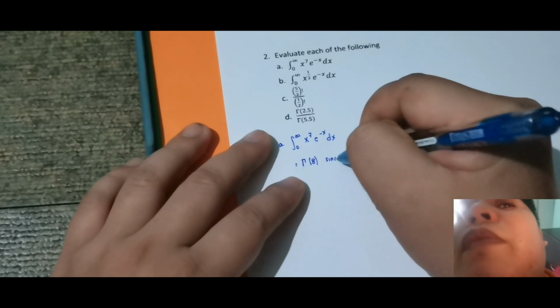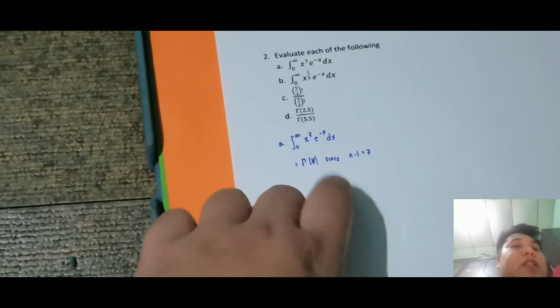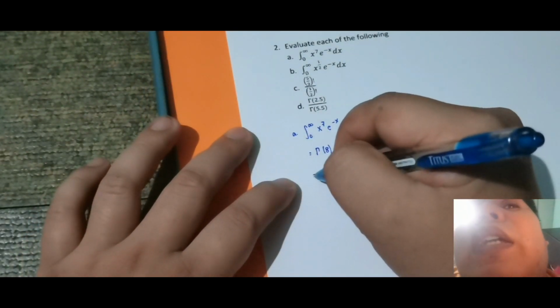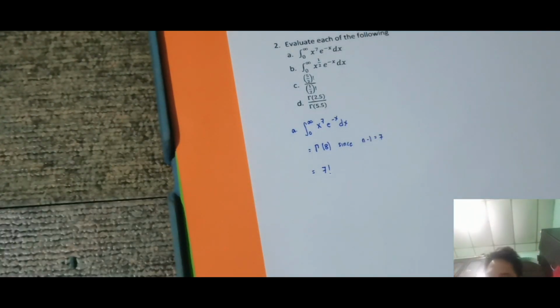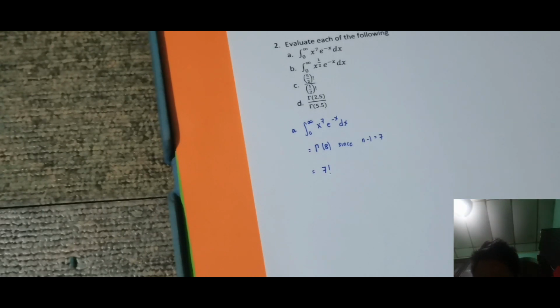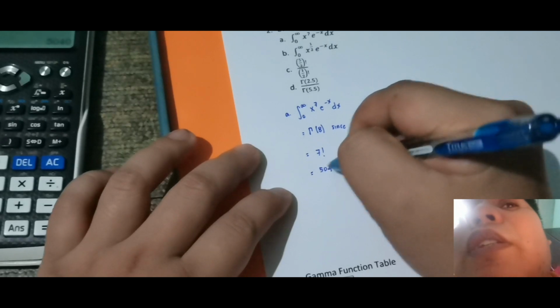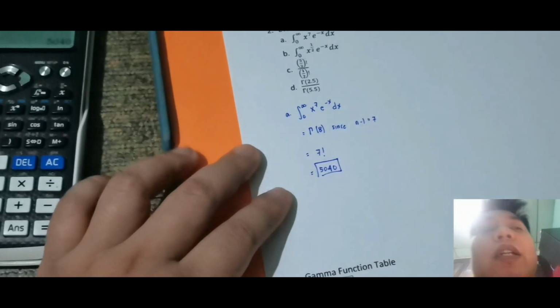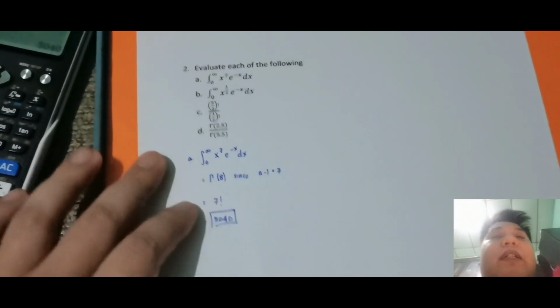Since n minus 1 is equal to 7, therefore n is just equal to 8. And what is gamma of 8? By property, this is just 7 factorial. So what is 7 factorial? 7 factorial is just 5040. So if you integrate that part, the answer is just 5040. That's how easy it is. Right? This subject is so easy.